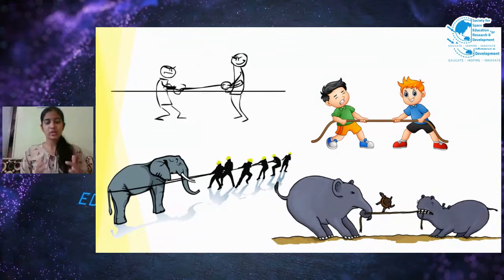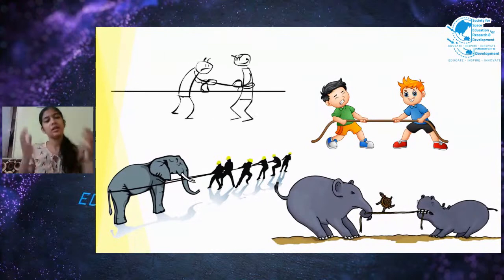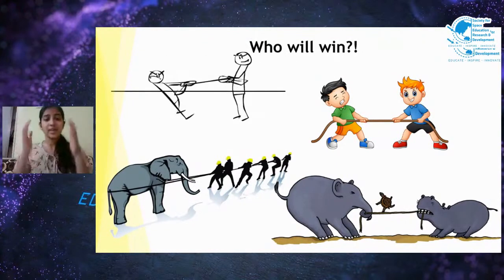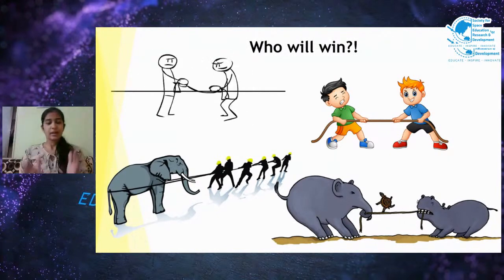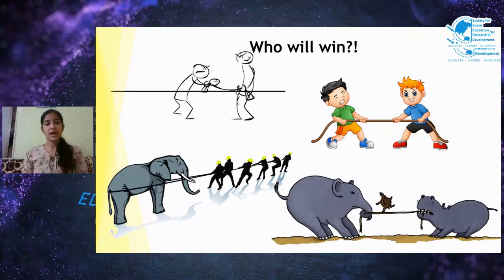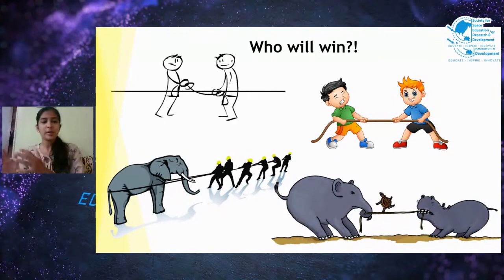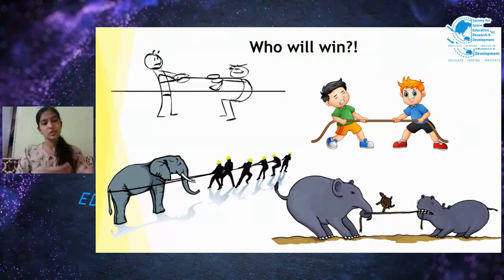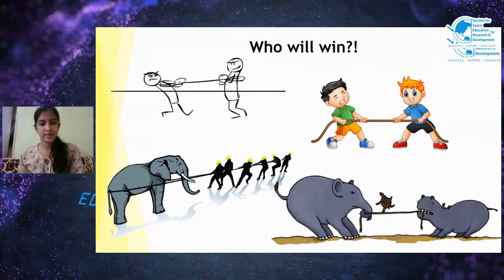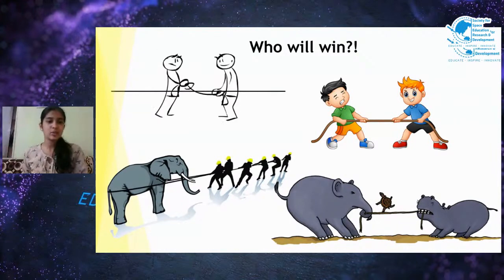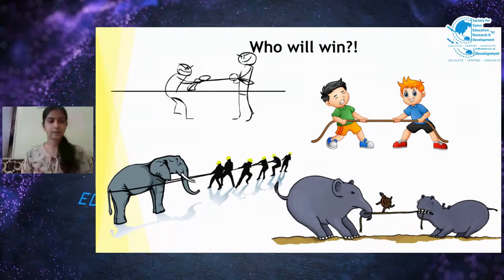Now imagine a situation in which one person is weaker and the other person is stronger than you. Then in this case, the stronger person will win, of course. Now imagine a situation in which on one side there is an elephant and on the other side there are a few persons who are pulling the elephant towards themselves. As the elephant is stronger than the other persons, the elephant will pull them towards itself.